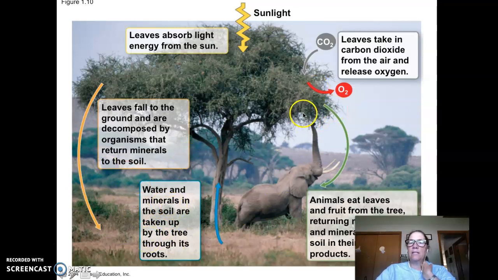Now the animal comes and eats some of the leaves or the fruit or whatever, and then when it moves through their system and they get rid of that waste, now you're returning minerals there. So the plant is providing food, and the elephant is providing carbon dioxide. So they're working together. So here's a physical thing, here's a living thing. So when you're talking about an ecosystem, it's not just the living things, it's everything that's involved in the ecosystem.